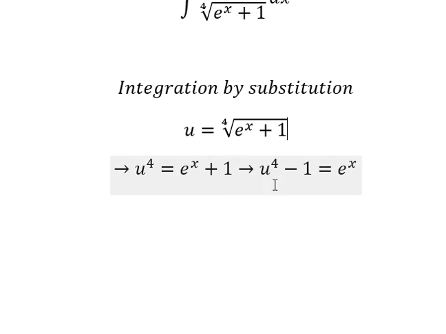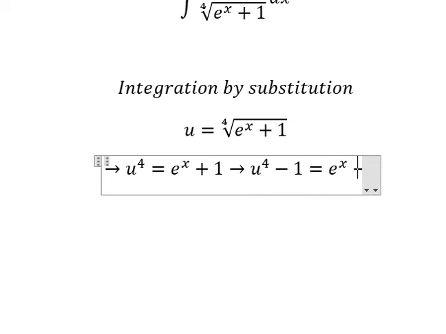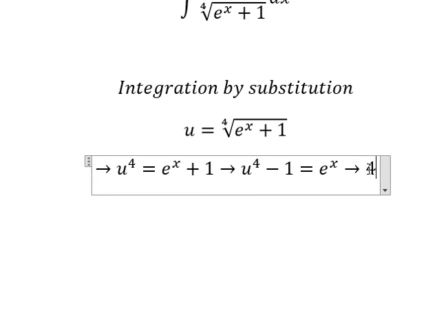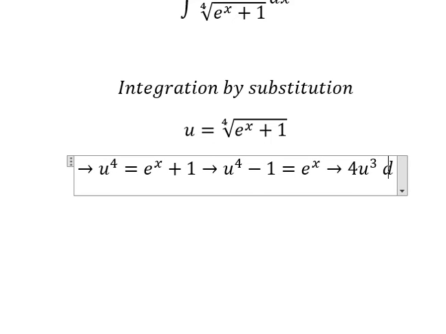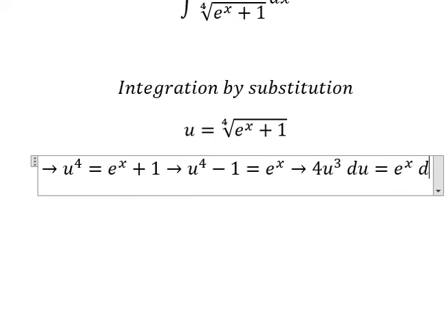Next, we need to do first derivative for both sides. First derivative of u to the power of 4, we have 4u to the power of 3 du. This one is the constant, so you get 0 in here. First derivative of e to the power of s, we have e to the power of s ds.